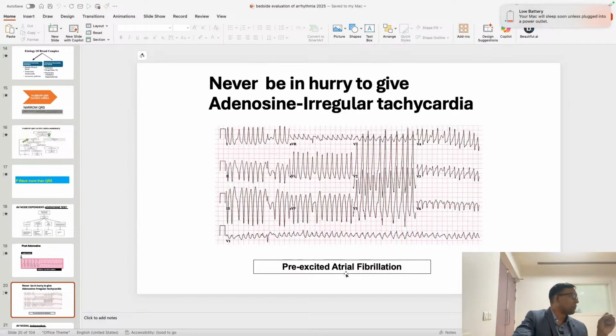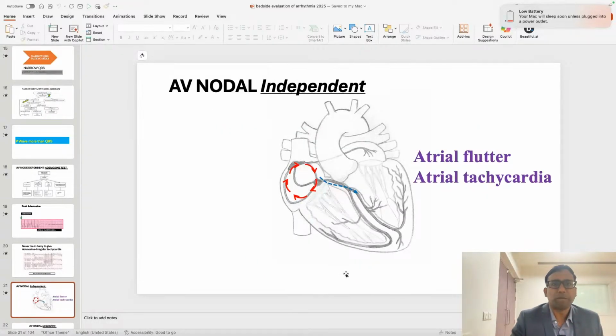In that scenario, if you have a shock, better shock it. If you have to give one medicine, that is ibutilide. Ibutilide is going to block the pathway first, then the AV node, so the conduction will not happen. Dofetilide and ibutilide are the two drugs we give. With Cardarone, most of the time nothing happens, but sometimes the patient may develop VF also. So in pre-excited AF, you should not give it.